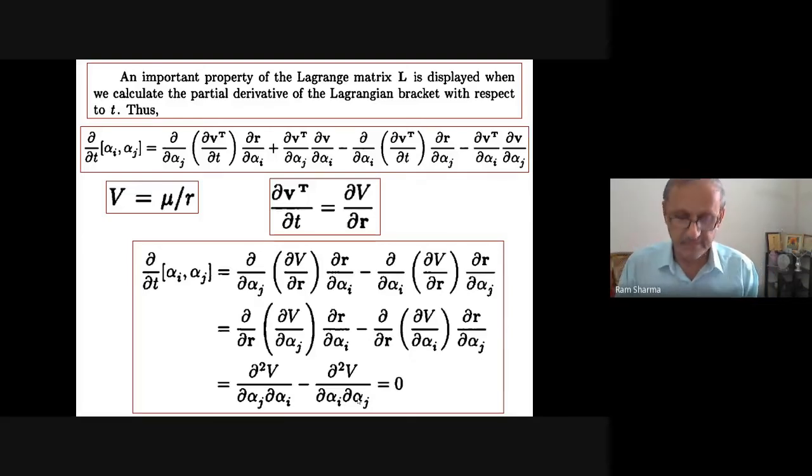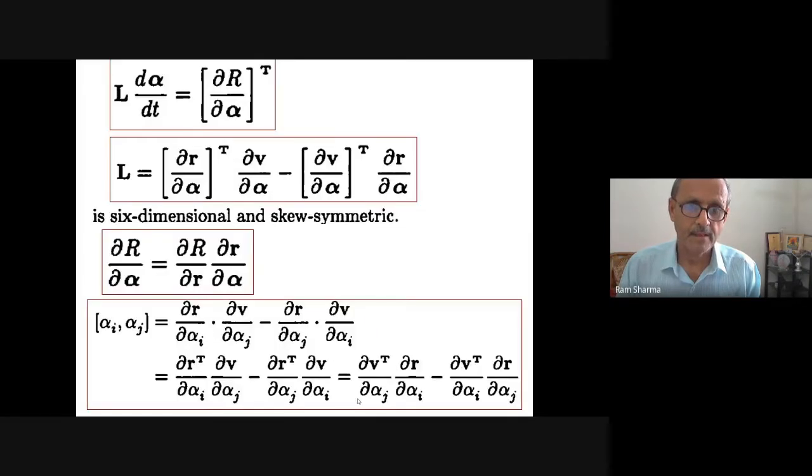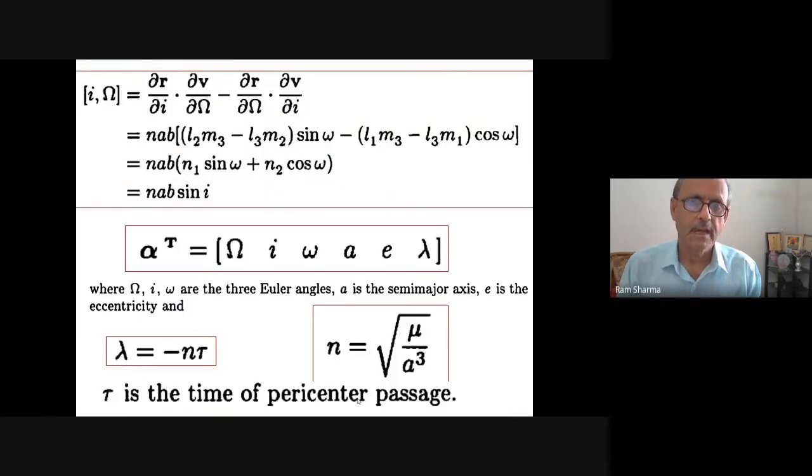Finally, with all these things, it has come 0. It is there. This is one of the properties. Del alpha i, del alpha j has come equal to 0. So these are all proved in that book, the McCuskey book. They are all proved. And typically they are calculated, i, omega, all these, they will come in the calculations. So they have been all calculated.